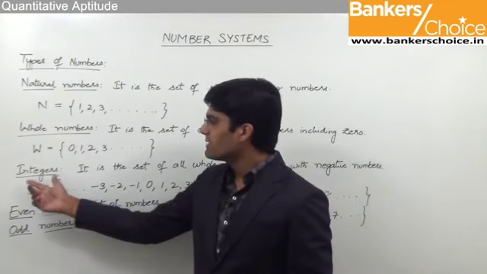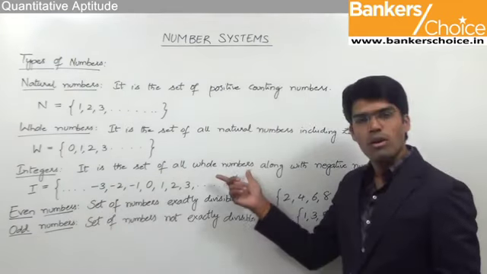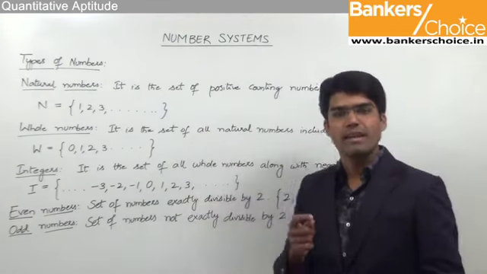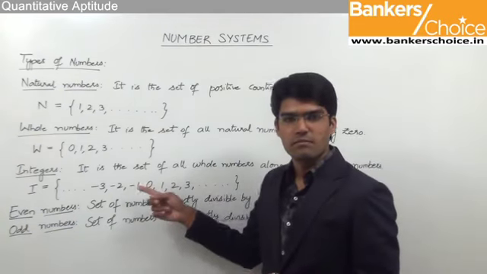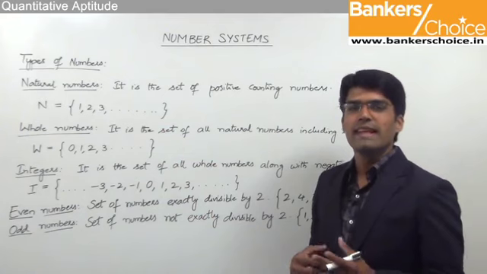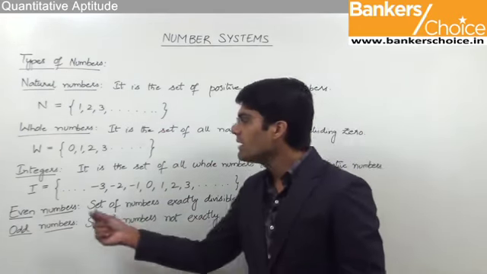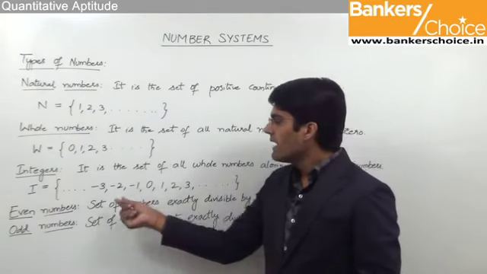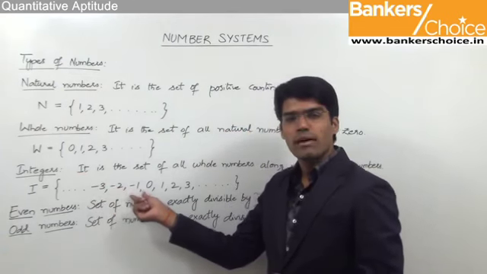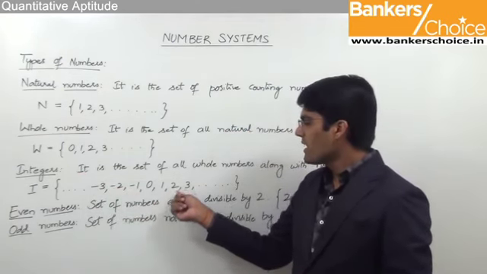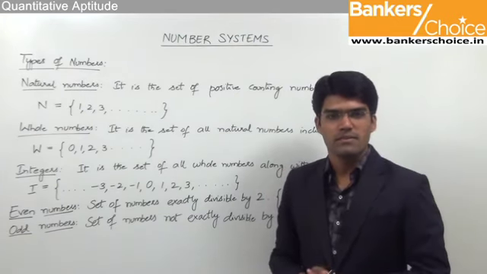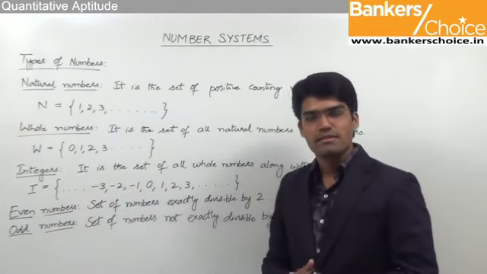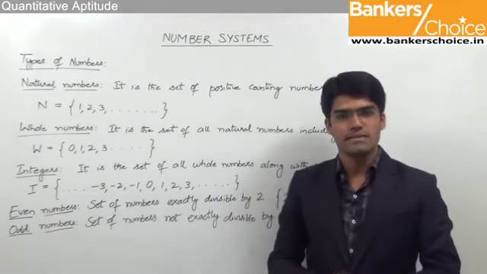The next one comes here as integers. Integers is a set of all whole numbers along with the negative numbers. As you can see, in the previous two cases we did not have any negative number. All the numbers were positive. But now integers also include negative numbers along with the whole numbers. Generally denoted by the letter I, this set consists of the numbers starting from negative infinity and then coming up like -3, -2, -1, 0, and then positive integers 1, 2, 3 and so on up to infinity. So it is a set which has all the whole numbers along with the negative numbers. All such numbers are referred to as integers.